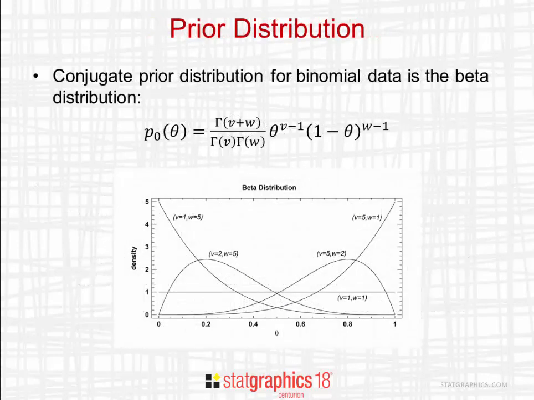For data that follow a binomial distribution, the conjugate prior distribution for theta is the beta distribution. A conjugate prior distribution is a distribution which, after combined with the likelihood function of the data, yields the same form of distribution. The beta distribution is defined by two parameters, v and w, and can take various shapes as shown here.